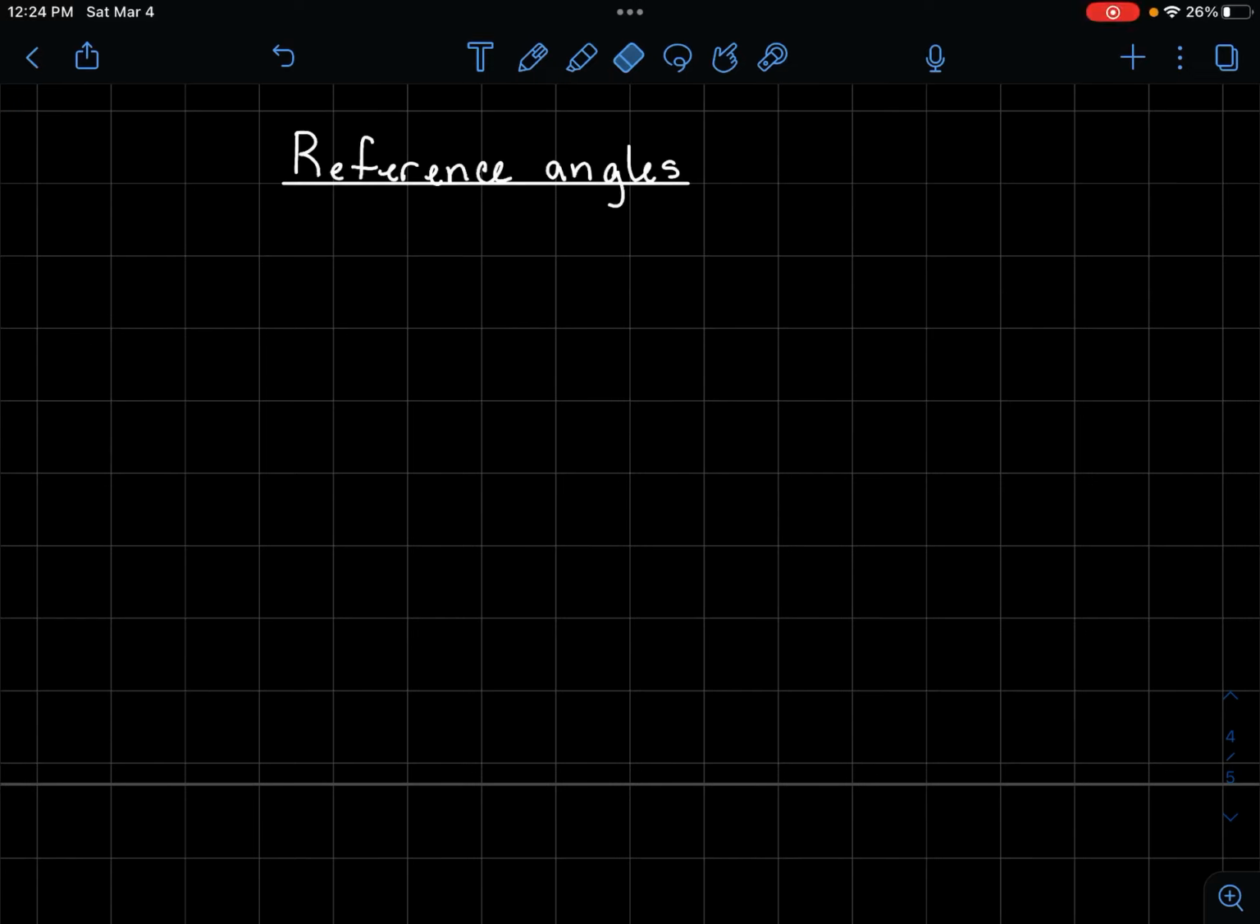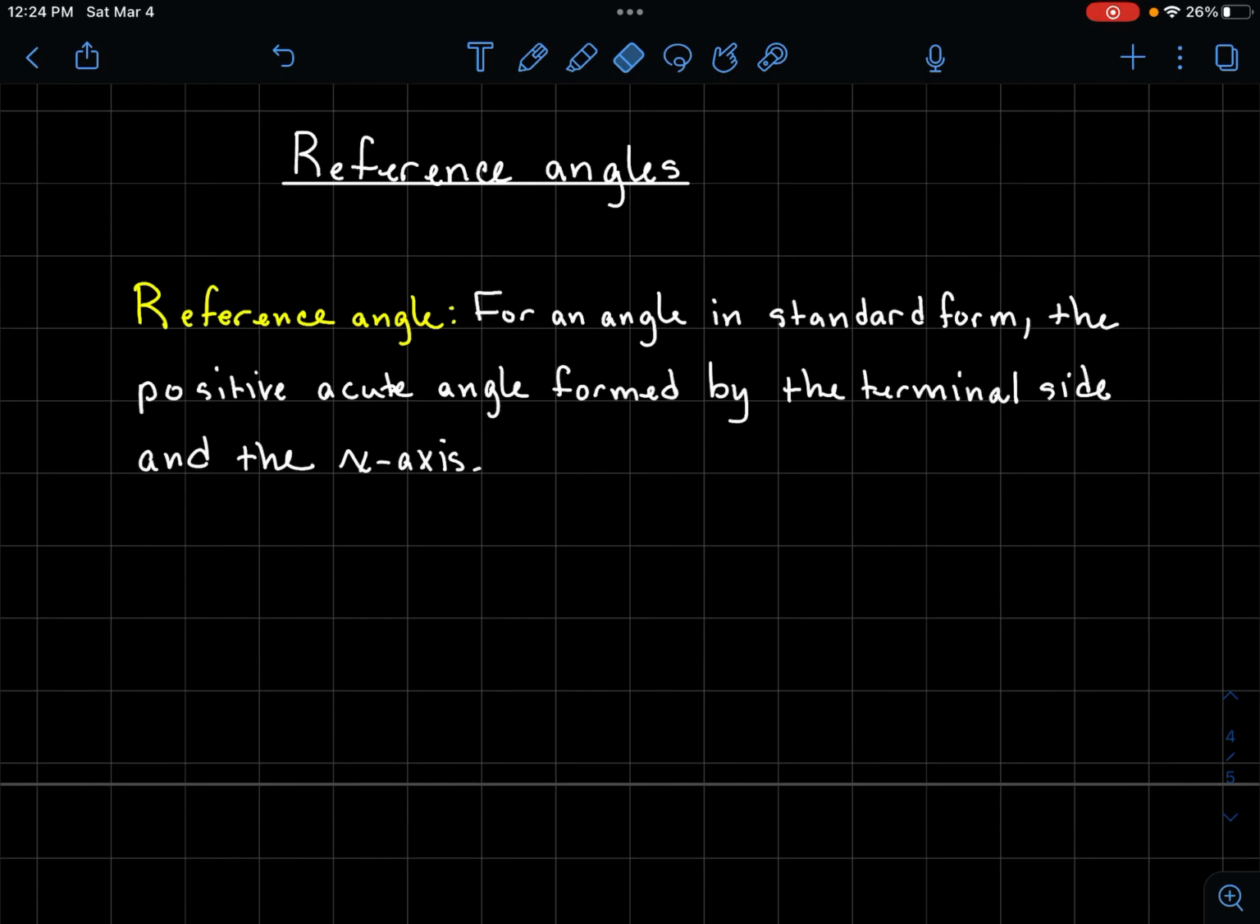In this video, we're going to look at finding the reference angles on the Cartesian plane. So what is a reference angle? A reference angle, for any angle in standard form, is the positive acute angle formed by the terminal side and the x-axis. Acute means that this is going to be some type of angle that's between 0 and 90 degrees.